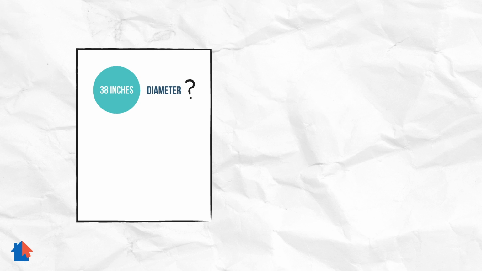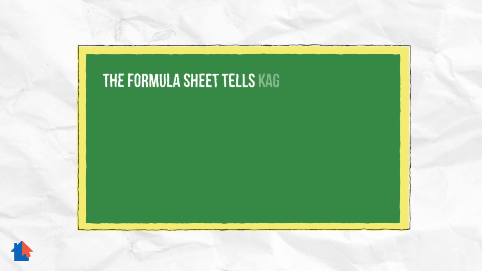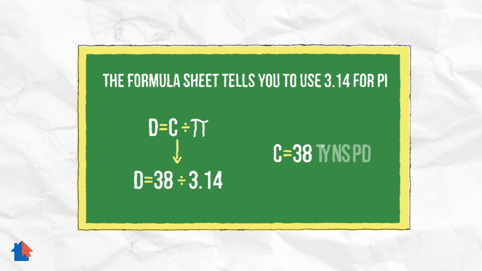So, what do you do? You look at the formula sheet and notice the sheet shows 2 formulas for circumference. Circumference of a circle is C equals 2 pi r, or C equals pi d. But what is pi? The formula sheet tells you to use 3.14 for pi. To find C, you multiply the diameter by 3.14. However, you already know that C is 38 inches. It's D you need to find.